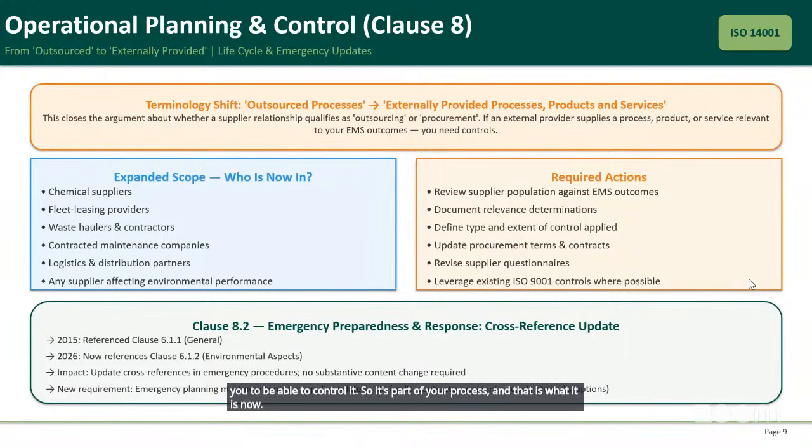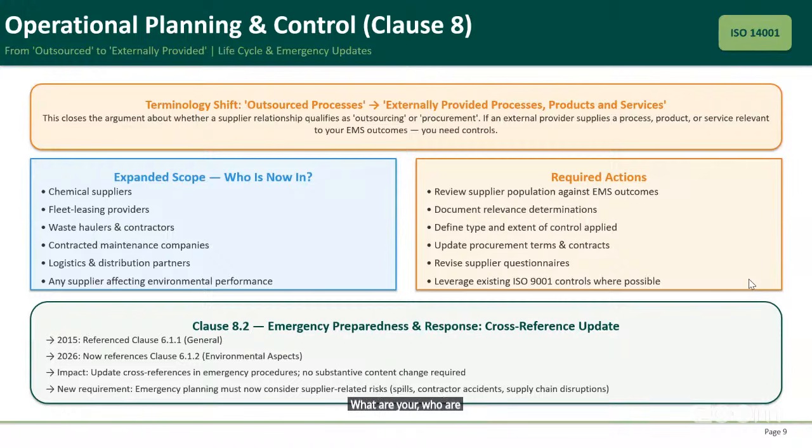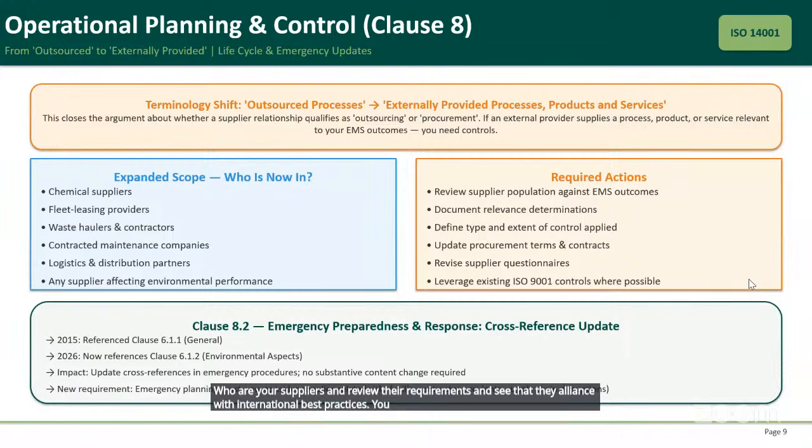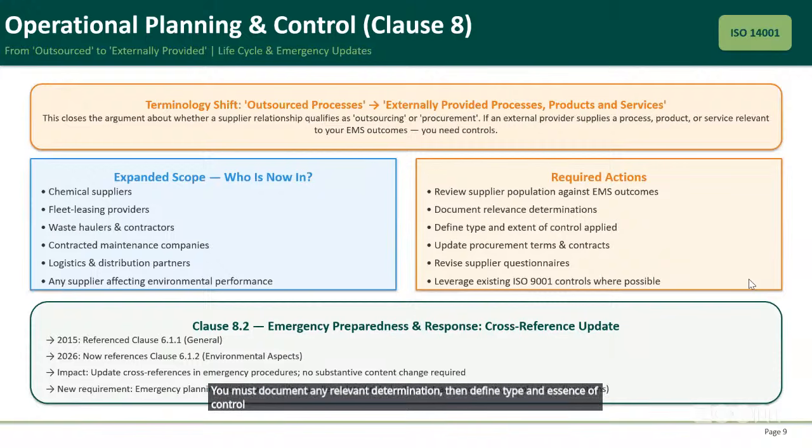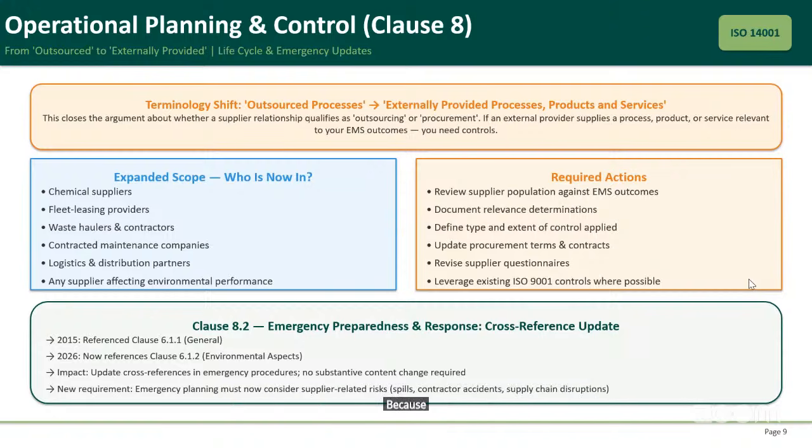Then required action: review the supplier population against the EMS outcome. Who are your suppliers? Review their requirements and see that they align with international best practices. You must include environmental compliance in the requirements before you start engaging suppliers. You must document any relevant determination, then define the type and extent of control applied. What's the level of control that you have for this contractor? For example, if you're engaging a contractor, the technicality is left to them, but if they are generating waste, you must have control on how they manage their waste, because when they generate waste, it still applies to you as an organization.